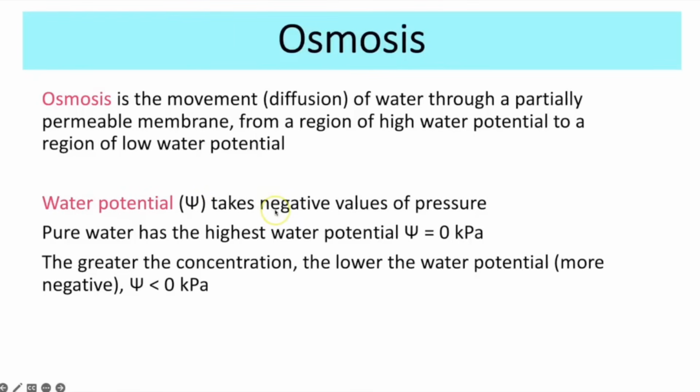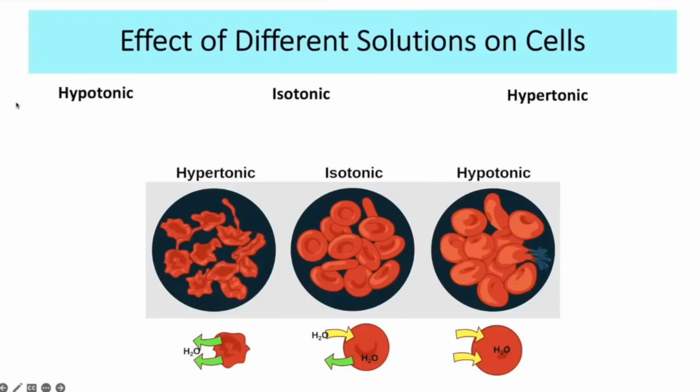So water potential takes negative values of pressure. Pure water has the highest water potential that you can get, which is 0 kilopascals. And the greater the concentration of solute dissolved in the water, the lower the water potential will be, or more negative it will be. So you are going to be investigating the effect of these different water potentials on plant cells, even though this is a picture of animal cells, red blood cells.